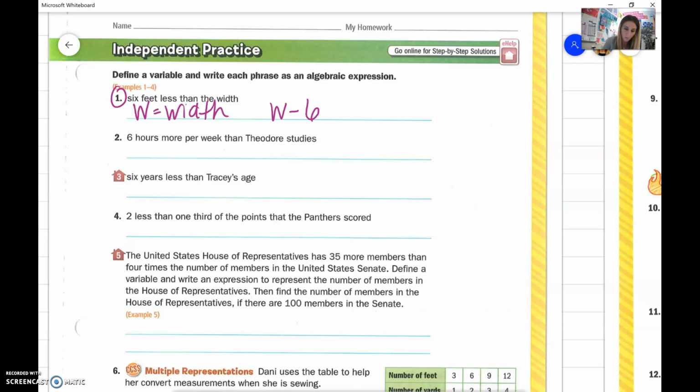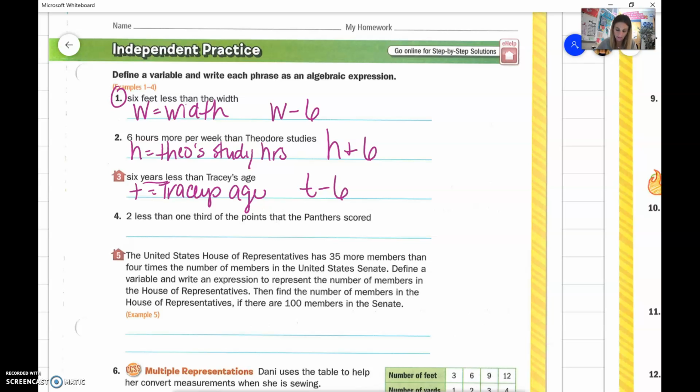6 more hours per week than Theodore studies. So our hours, so per week that Theodore studies. So Theo's study hours. Okay, 6 more than, which means I'm going to take the H plus 6. I'm going to add 6 more. 6 years less than Tracy's age. So we're going to use T. That's going to be Tracy's age. And 6 years less than means we're going to subtract. So we're going to take T minus 6.